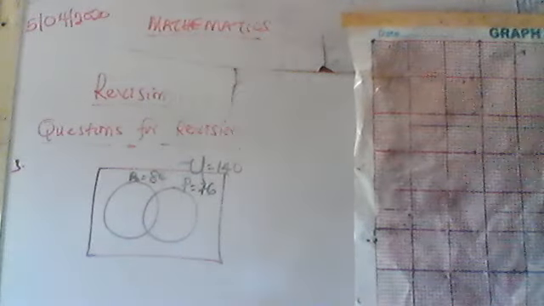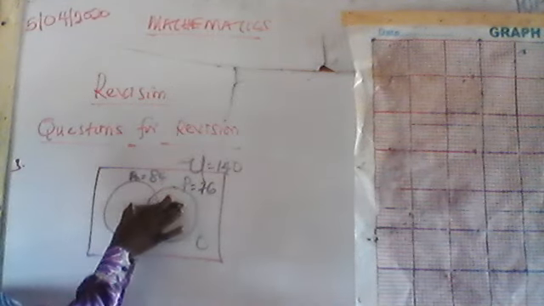Now, then we are told that all the students offer at least one of the subjects. That is, we don't have any student that does not offer any of the subjects. So the number of students outside the circles will be 0. So those outside these two circles will be 0. And those that offer both biology and physics, we need to know them. So let's say they are X.